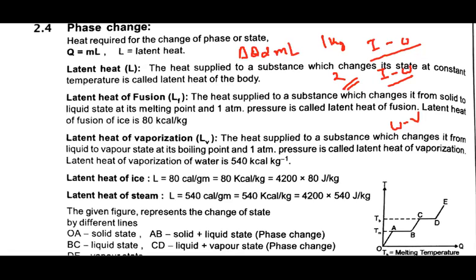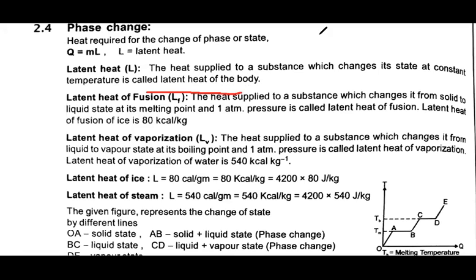Okay, energy. Makes sense? So delta Q is equal to mL. Delta Q is equal to mL is the latent heat energy when any object is changed from one phase to another phase. Makes sense? And this is a constant for a given substance. So what is latent heat? It is the heat supplied to the substance which changes state at a temperature. It's called latent heat of the body, right?